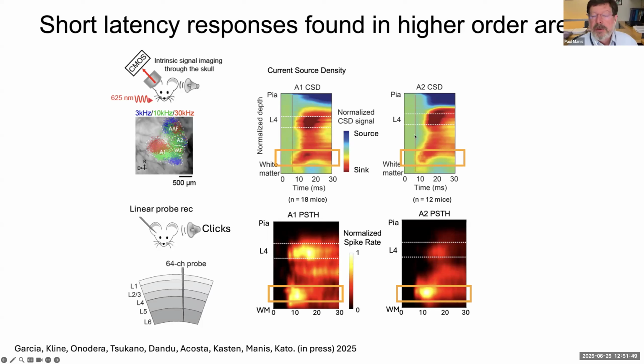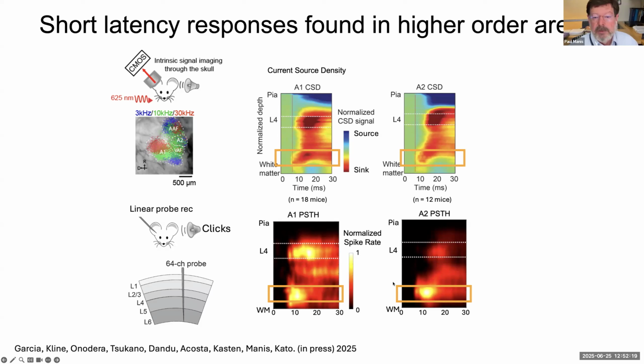In A2, this was even more pronounced. Layer 4 input is delayed here, starting around 15 milliseconds or so, whereas the layer 6 input is starting somewhere around 7 or 8 milliseconds, peaking around 10 milliseconds. This is a little bit surprising, although if you look in the literature, especially in A1, you'll see reports of this layer 6 short latency input into the deep cortical regions, and this has also been seen in somatosensory cortex.